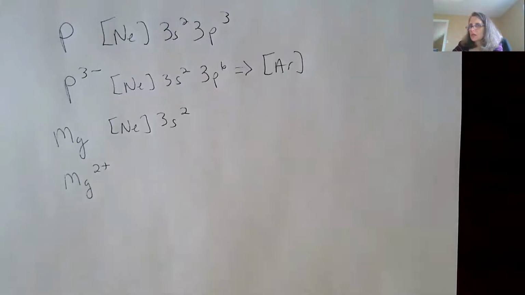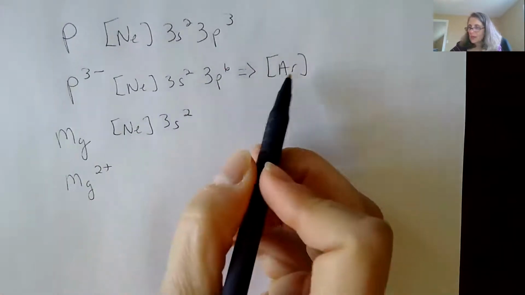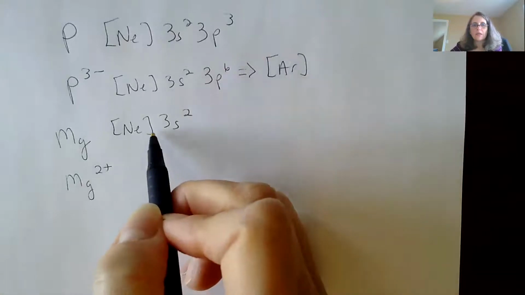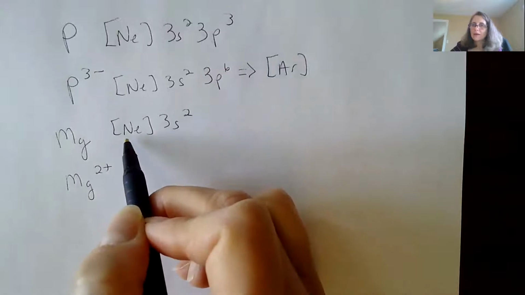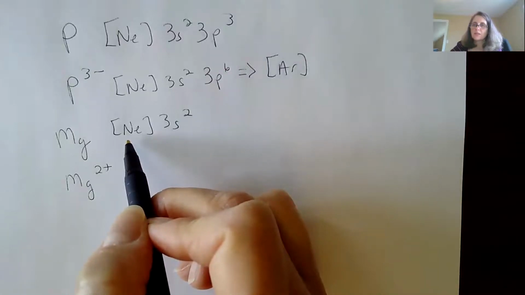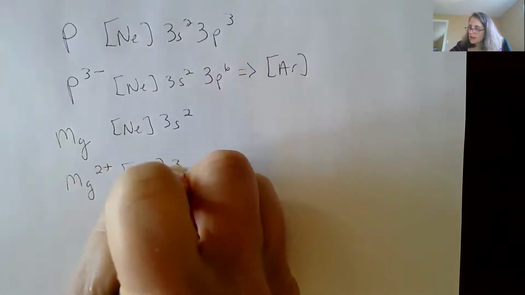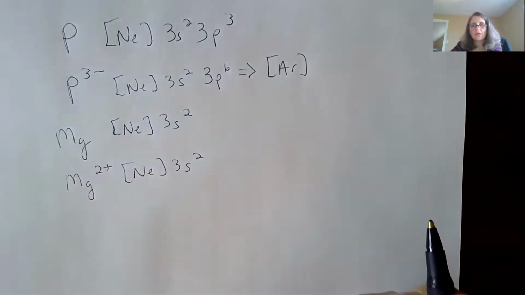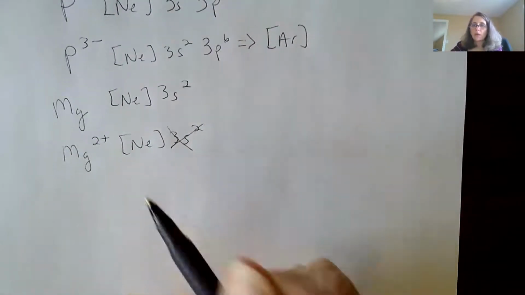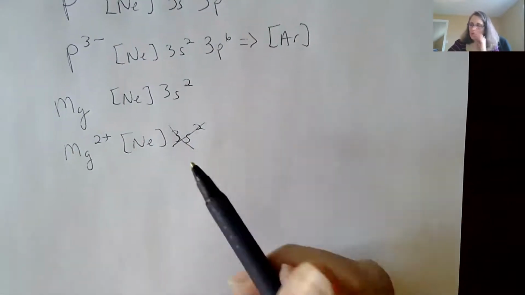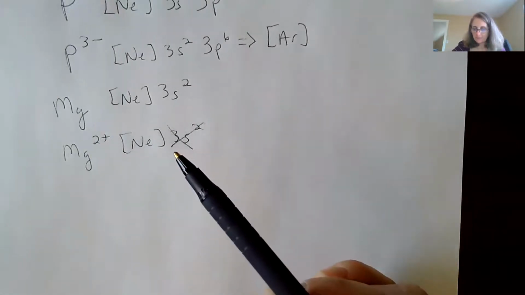But what you should start to put together here is an easier way to get to a noble gas, instead of going all the way to argon: if I got rid of these 2 electrons in the 3s orbital, I would then have the noble gas of neon as my electron configuration. So what you will see me do on occasion is write out the electron configuration of the element, and then cross out the electrons from where they came from so that you know where they are. So magnesium 2+ is neon.